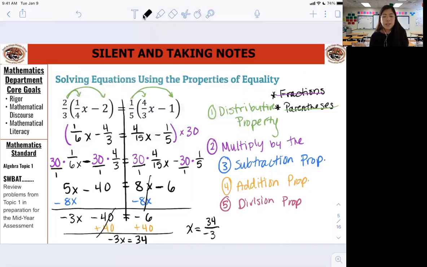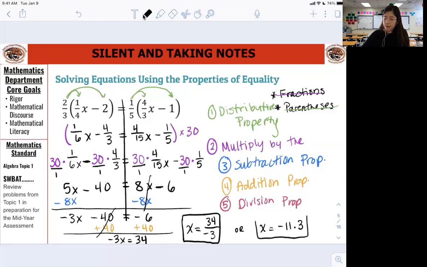But if your answer choices are decimals, did anybody get it as a decimal? -11.3. And the mixed number form is -11 1/3. And mixed numbers, by the way, they kind of don't exist in algebra. In algebra, you're either going to have an improper fraction like this one or a decimal. I don't really know why, but they don't really use mixed numbers too much in algebra.